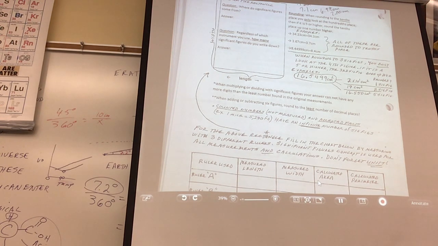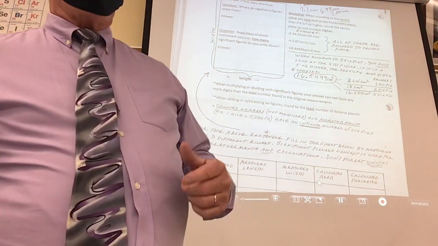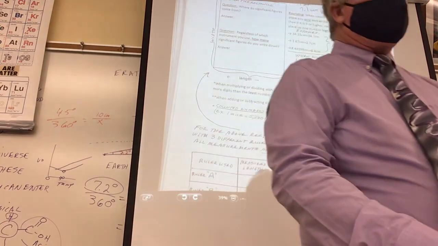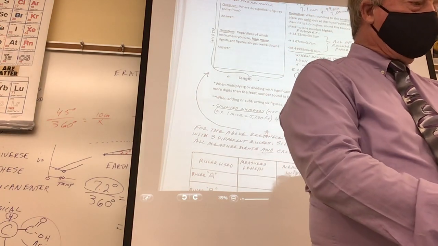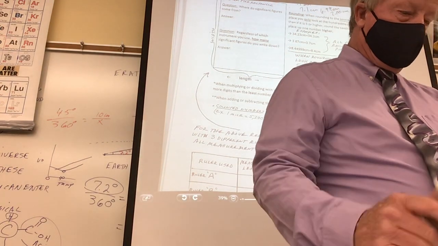So ruler A, this one right here. And we did this yesterday, I think, but that's fine. You're going to measure less than one. So you're using 3 different instruments to measure the same objects, and then when you do your calculations, your brain has to start thinking about what you do when you do calculations with sig figs.